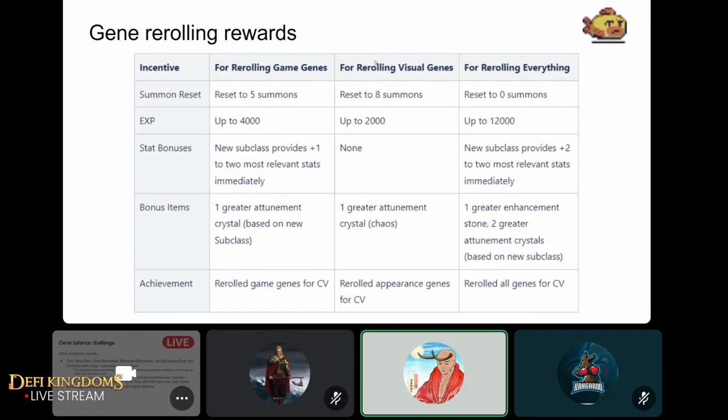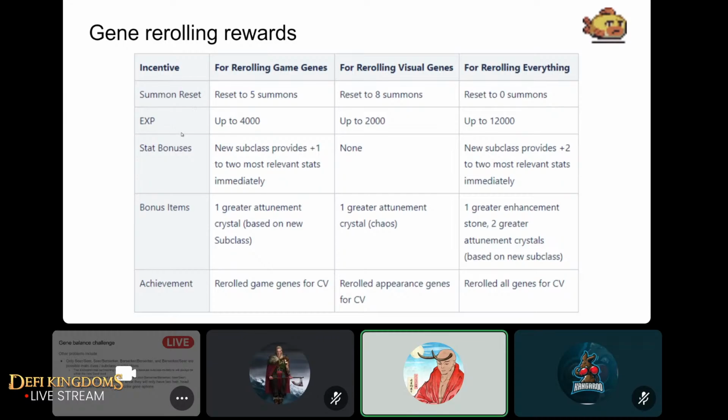If you were to reroll only your visual genes, it would reset it to 8, so that'd be a little bit less of a savings, but you'd still get reset down. But if you reroll everything, it'd reset it down to 0, so your next summon with that Gen 0 would cost 6 jewel to summon. And then your cooldown timer, I believe, would be 4 hours rather than the 72 hours. So that's the first reward.